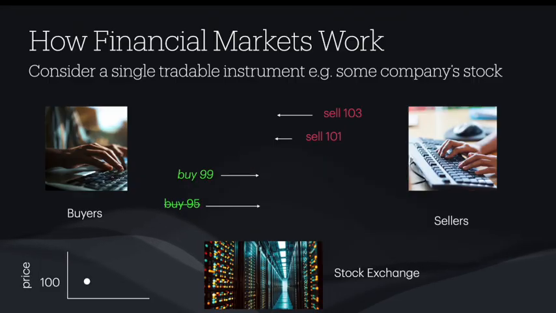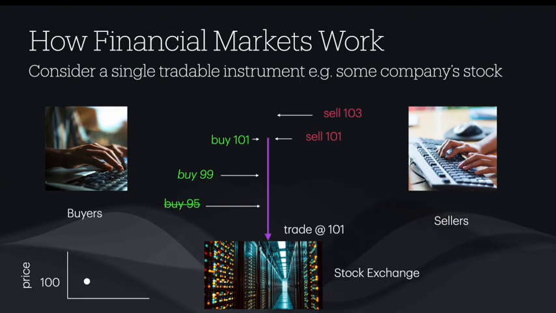Let's continue the example further. The buyer at 95 thinks the stock is overpriced and cancels their order. Another buyer comes in at 99. A third buyer comes in at 101 and gets matched to the waiting sell order at 101, resulting in a trade at 101. The price of the stock, which is merely the last price at which the stock was traded, therefore moves up to 101.